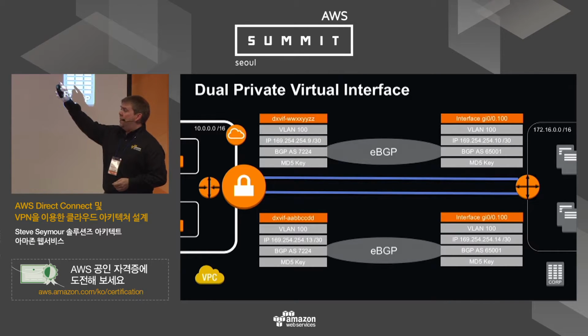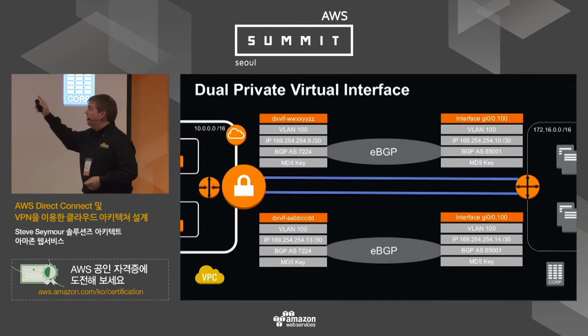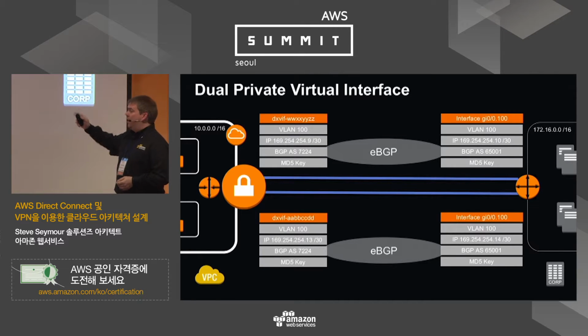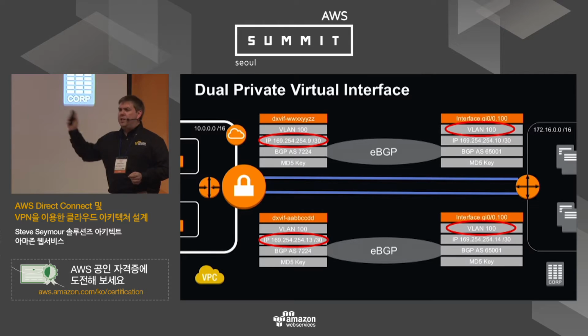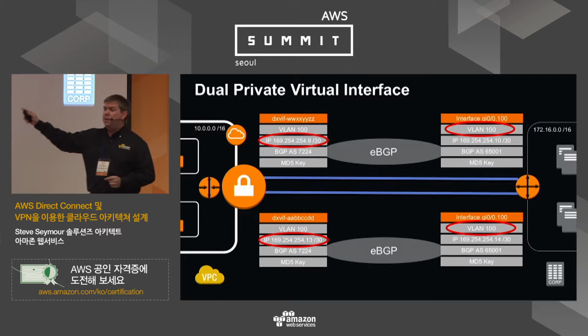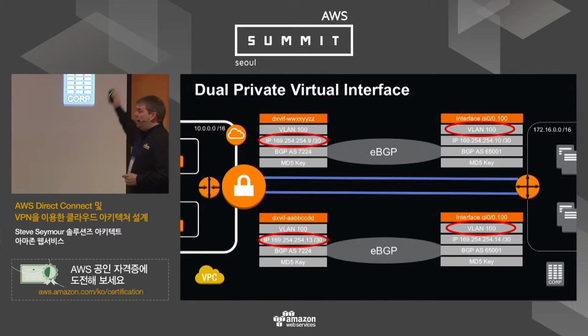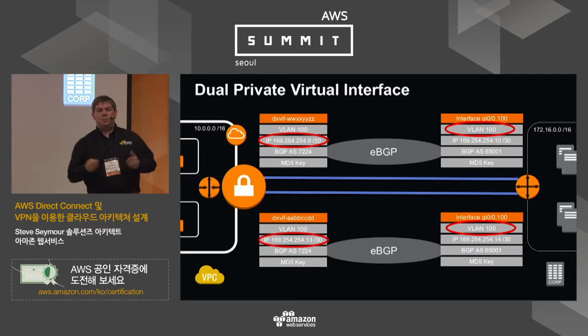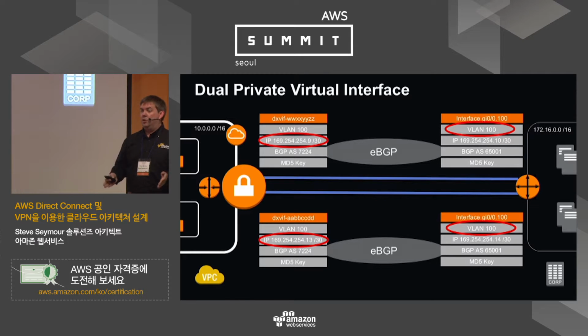So there is still a VLAN, there is still an IP address, still an AS number, and an MD5 key. The thing is, we need to make sure that the IP addresses are different, though. Because both of them are going to attach to the same virtual gateway, the IP addresses that we used must be different. However, it depends on your router on this side, but you could use the same VLAN ID. The VLANs are isolated per Direct Connect connection, so you can reuse the same one if you like.